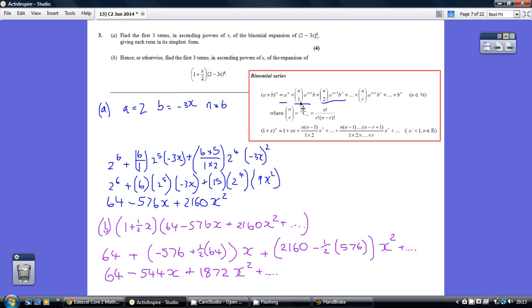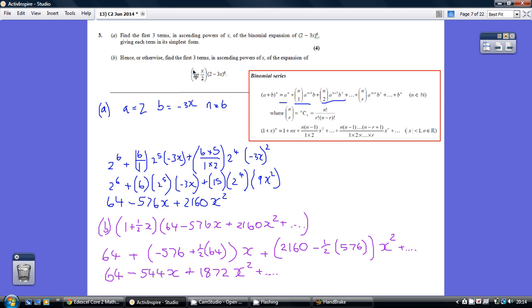6 choose 1 is just 6 over 1. 6 choose 2 is 6 times 5 over 1 times 2. 6 choose 3 would have been 6 times 5 times 4 over 1 times 2 times 3. So that's where that term comes from. And remember, minus 3x all squared is 9x squared. So pop those into your calculator, you get that for your first 3 terms.